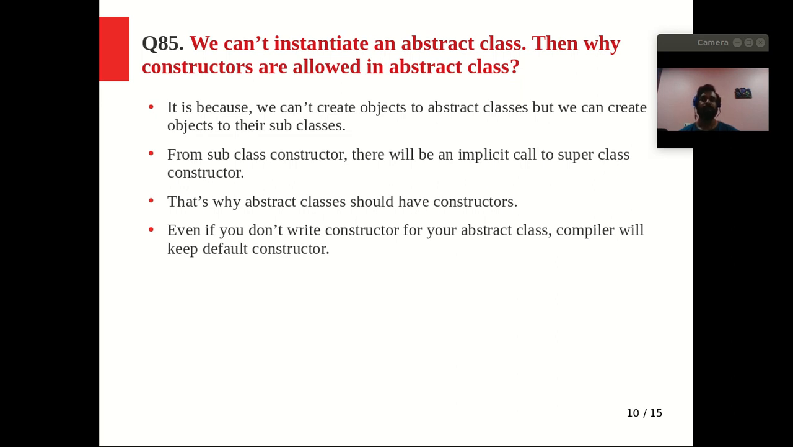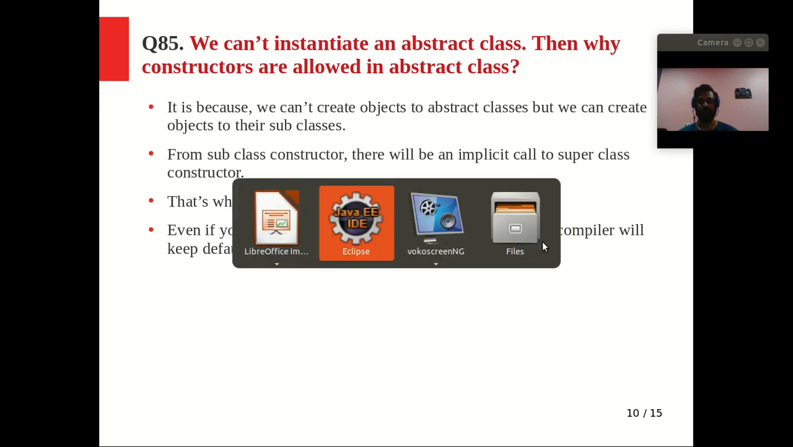So from the subclass constructor, there will be an implicit call to the superclass constructor, right? That's why abstract classes should have a constructor. Even if you don't create any constructor on your own in that abstract class, the compiler will provide a default constructor. Okay, so let's validate this point in our Eclipse.